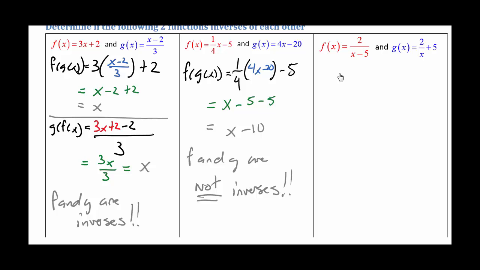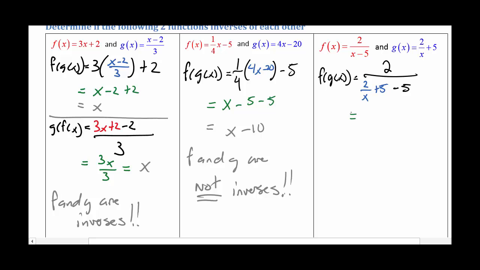Okay, and our last example, so we'll jump to f of g of x. Oops, I need to be consistent about my colors here. Okay, this time who's on the outside? That would be f. So that's 2 over something minus 5. And what am I going to insert in that blank? That's 2 over x plus 5.